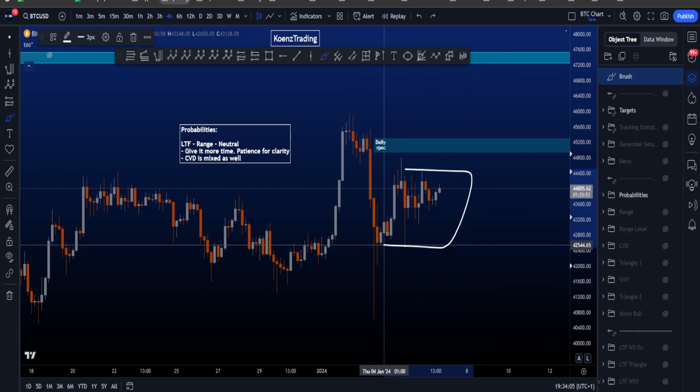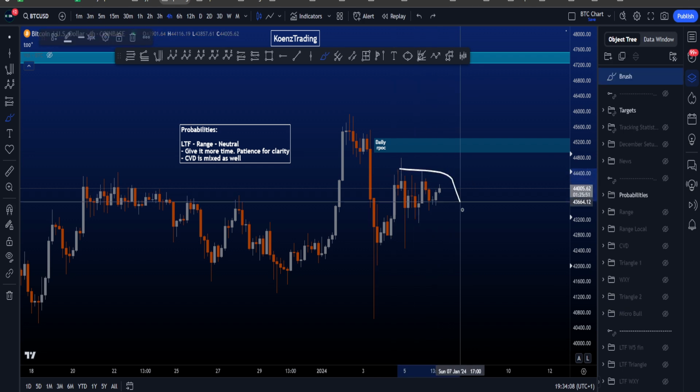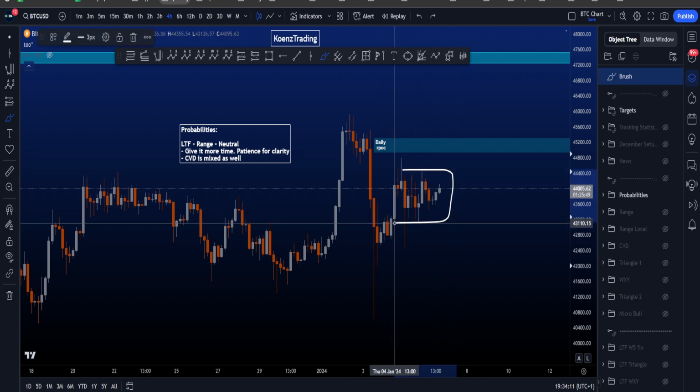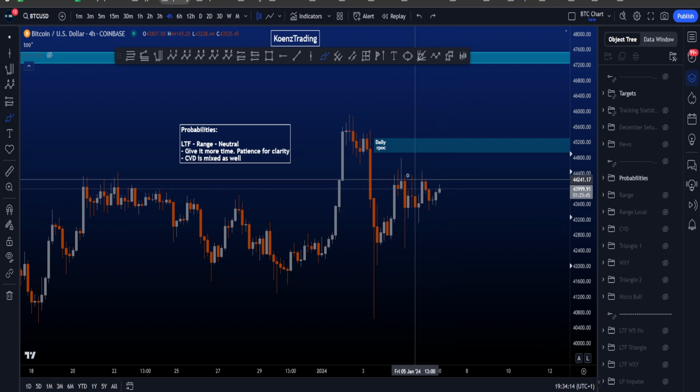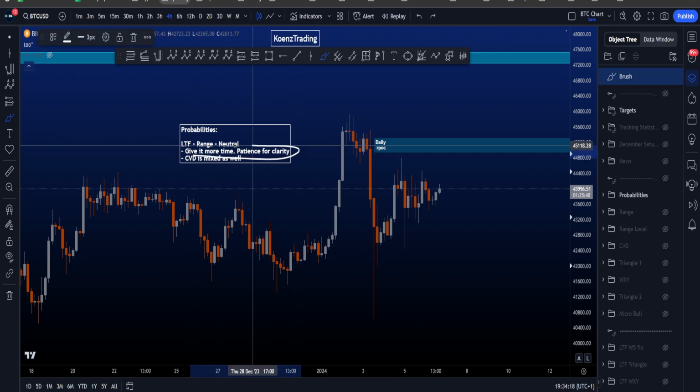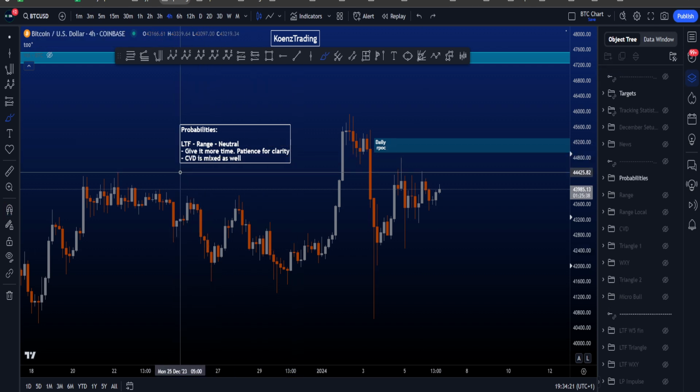But this over here is very, very complex counting. It doesn't actually make too much sense to try and make sense of what is happening over here. So I prefer to wait for price to show its hand and then take it from there. So give it more time. Patience will give us a lot more clarity.